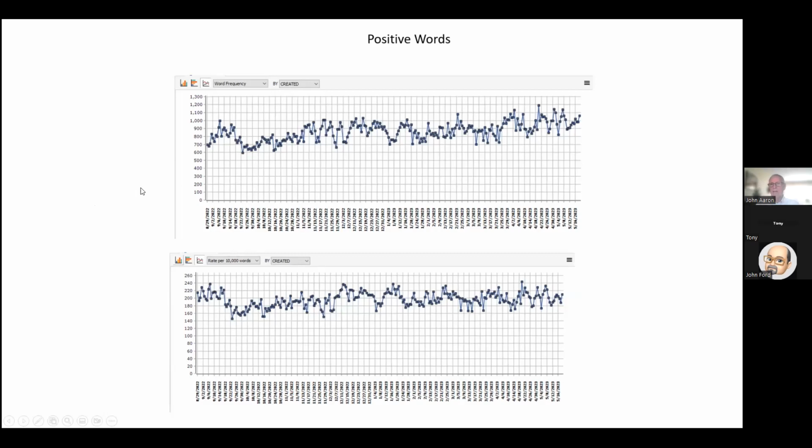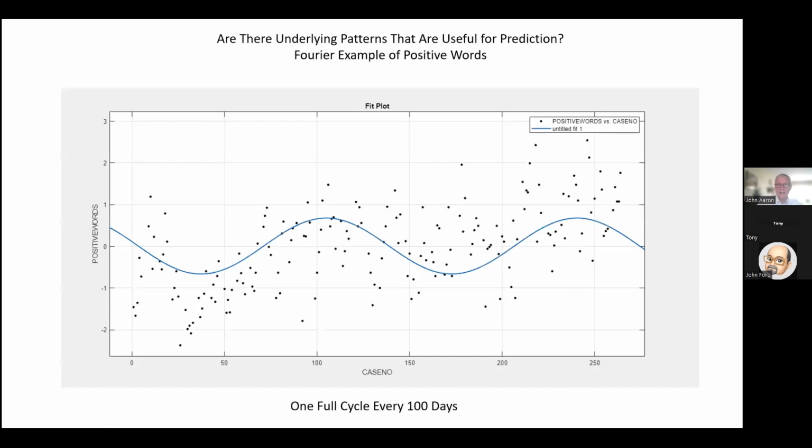And what kind of underlying forensic information is in here, if any? For instance, if I take a look and do a Fourier analysis, which is really taking sine waves and trying to decipher from this positive words, what you see is a pattern, albeit faint, a pattern of cycles that occur about every 100 days.